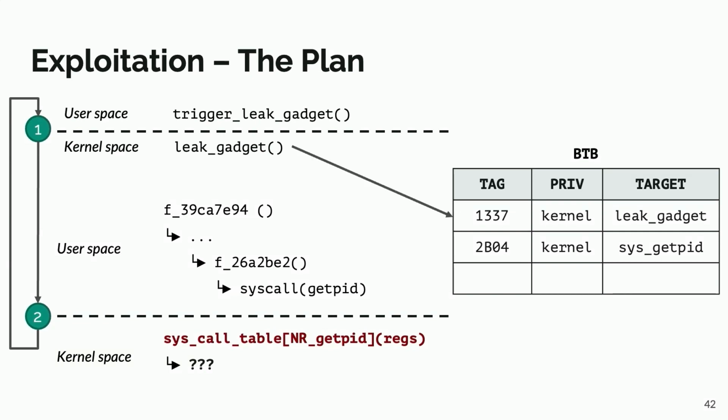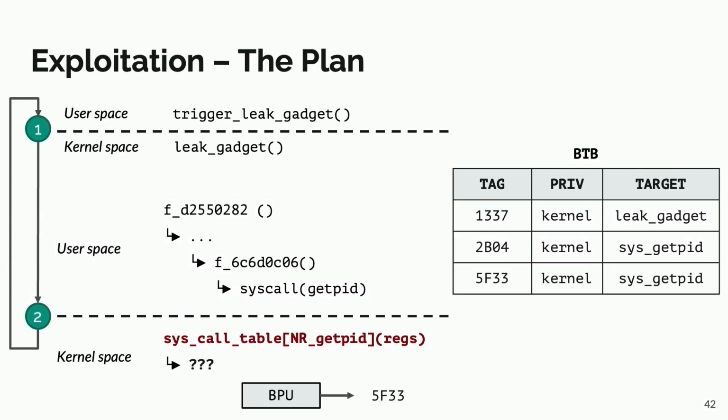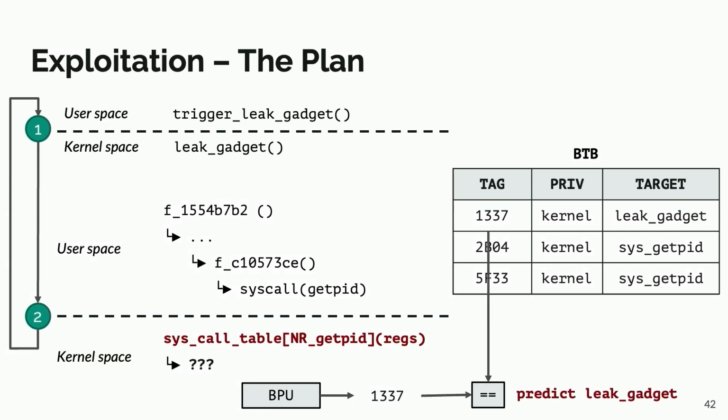So we ensure again the leak gadget is in the BTB. We randomize the history again. Another tag will be computed, and so on, until eventually we are lucky. We break the entropy, and we generate this exact same BTB tag. And this will basically allow us to speculate on the function we wanted to.